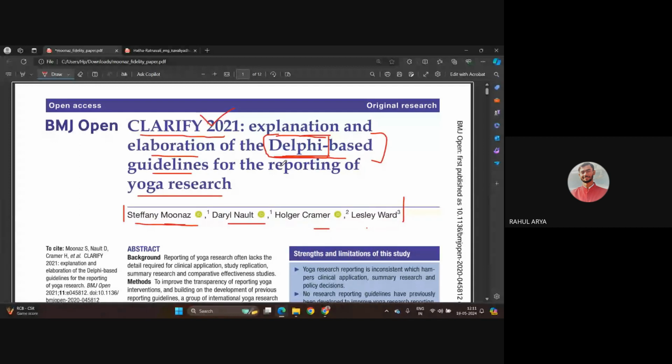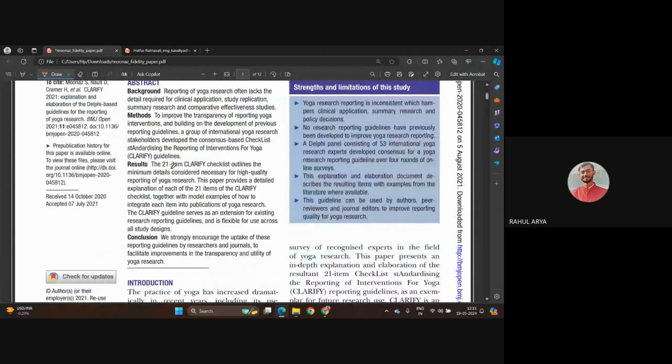And whatever suggestions they gave, that these kinds of things should be there in a yoga study, they reported that. And I think they did 4 rounds for that. And finally we got the 21 items. Clarify checklist. So Clarify is not something special, they just gave the word Clarify.